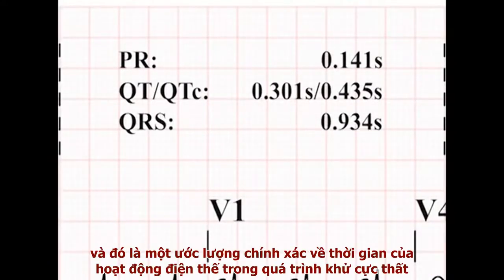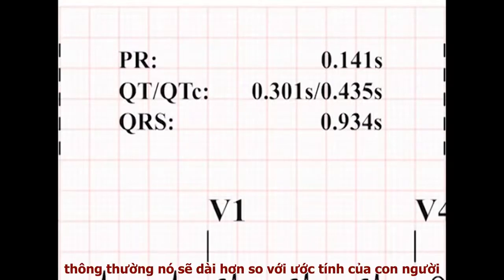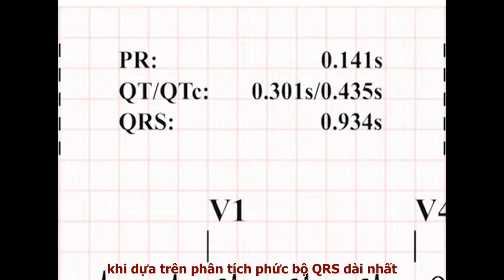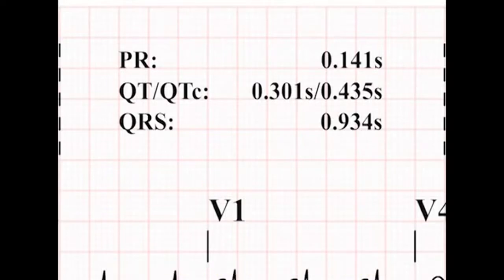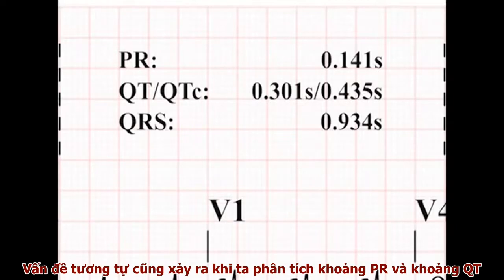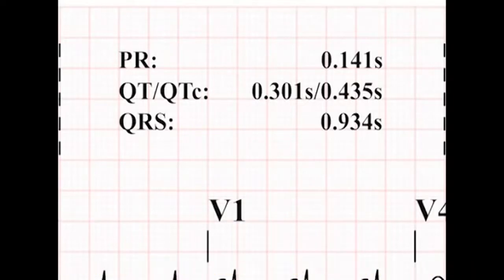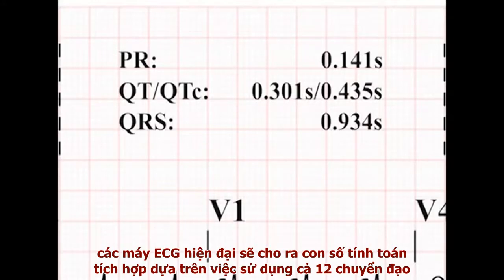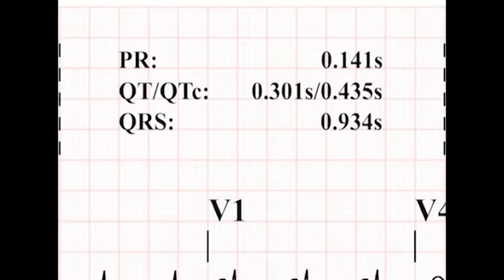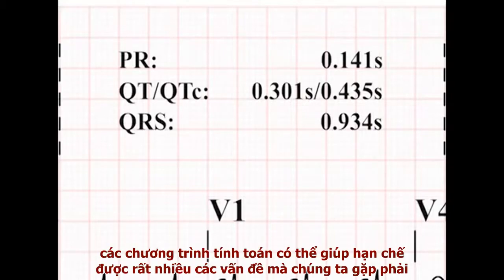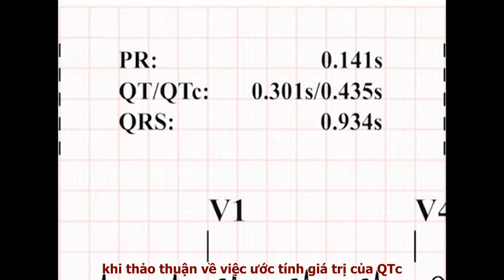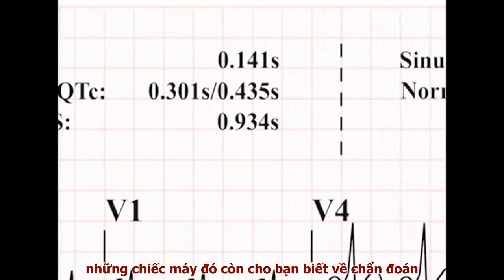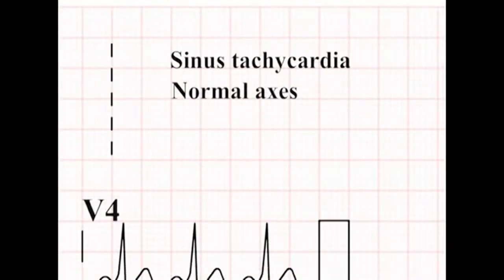These machines then report this integrated QRS duration on the printout. This tends to represent an accurate estimate of the duration of all of the events of ventricular depolarization and will always tend to be longer than the human estimate based on the analysis of the widest QRS duration. Exactly the same problems exist for the analysis of the PR interval and the QT interval, and modern machines will present you with an integrated value calculated using all 12 leads. The computerized calculations attempt to eliminate many of the problems we outlined when discussing estimation of the corrected QT. These machines will even present you with a diagnosis.